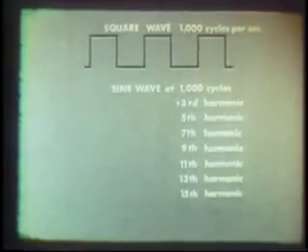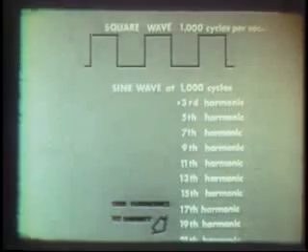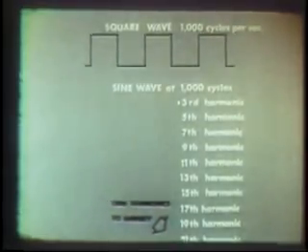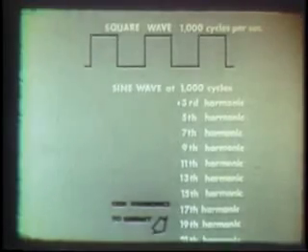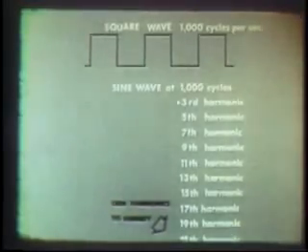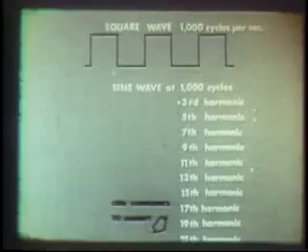A perfect square wave would consist of a sine wave at the fundamental frequency plus an infinite number of odd harmonics. To obtain a square wave, these harmonics must be added, all in the exact same phase and in the proper amplitudes.